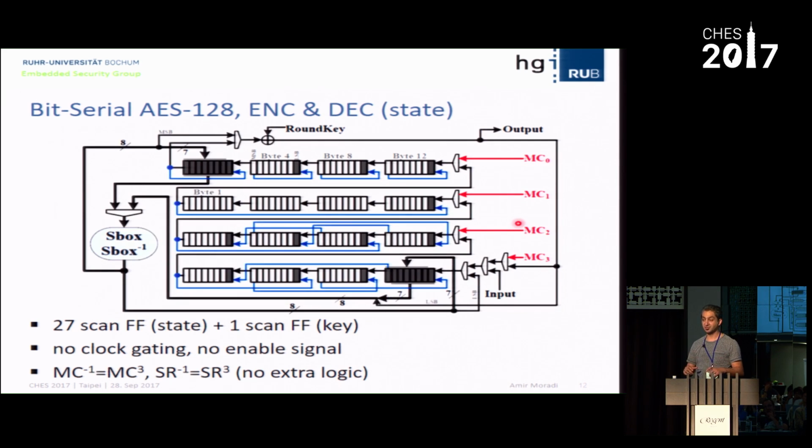The same architecture, when encryption and decryption should both be supported, is more complicated. I'm not going to explain all the details here. The point is that the mixed column and mixed column inverse are implemented similarly to the atomic AES. It means that three times mixed column gives mixed column inverse, and we also implemented shift rows inverse with the same concept. We apply shift rows three times, and then you have shift rows inverse.